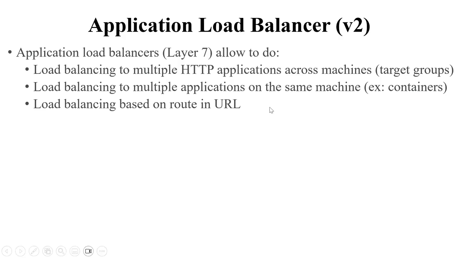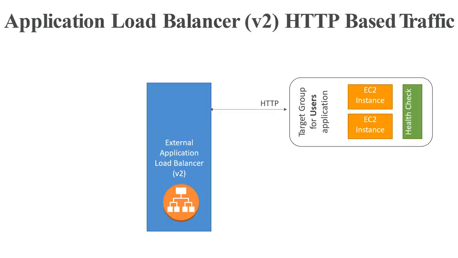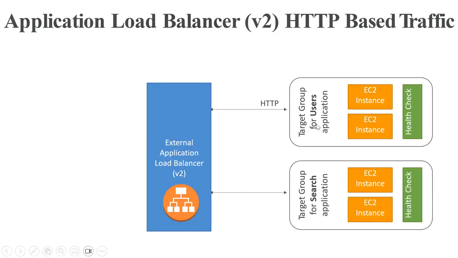Suppose I have two applications, like a users application on some EC2 instances and a reports application on other EC2 instances. With the V1 classic load balancer, I need to use two load balancers for this, one separate load balancer per application. If I have 10 applications, I need 10 load balancers in the classic. That's why V1 is not recommended.